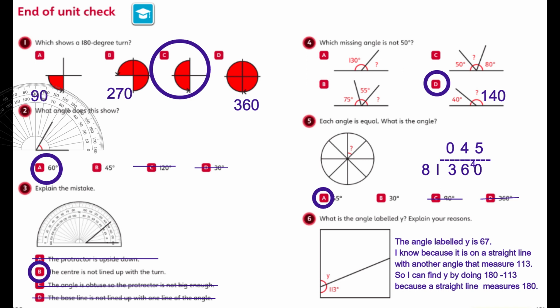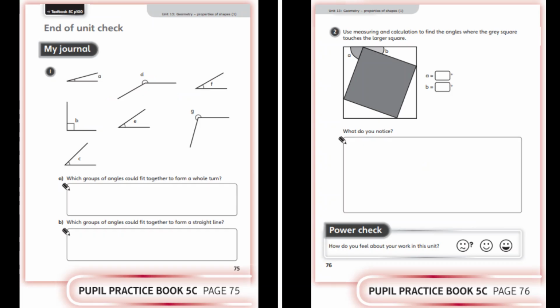You're not supposed to get any help from it. No help from a parent or a sibling or an aunt or an uncle or a grandparent. Try and do it completely on your own, because I want to be able to grade that accurately. Let's take a look at that end of unit check now. Here it is. It's found on page 75 and 76 of the workbook.